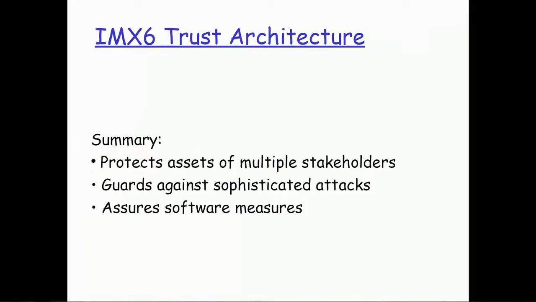So, the trust architecture as a summary protects assets of multiple stakeholders. We saw what those different assets are, and for each of those assets what kind of threats come in. It guards against sophisticated attacks. With tamper detection, you will be able to detect different kinds of attacks, physical as well, and it assures software integrity by ensuring that whatever is the authenticated image is what is actually getting booted up every time.